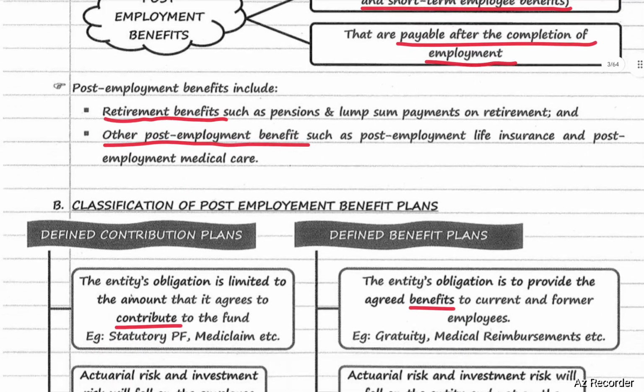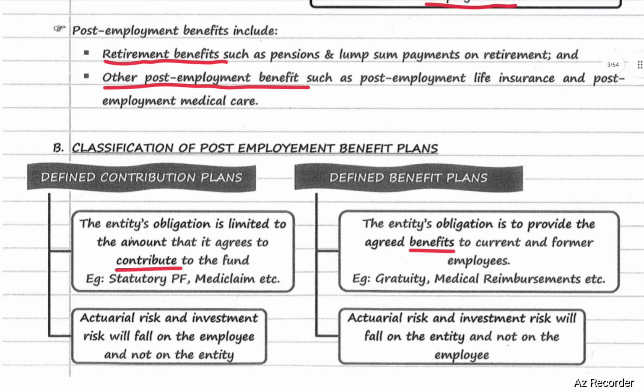Classification of post-employment benefit plans. It is divided into two categories: defined contribution plans and defined benefit plans. In case of defined contribution plans, the entity's obligation is limited to the amount that it agrees to contribute to the fund. Example, statutory provident fund, mediclaim, etc. Actuarial risk and investment risk will fall on the employee and not on the entity in case of defined contribution plans.